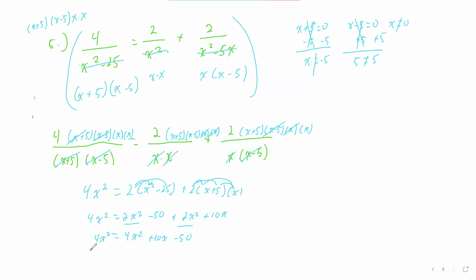It's a quadratic, so I have to set it equal to 0. So that gives me 0. That actually cancels the 4x squared, and I get 10x minus 50. So I now have a linear equation. I need to get rid of my constant first, so I'm going to add 50.